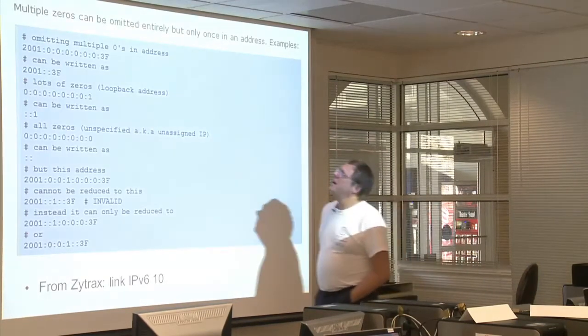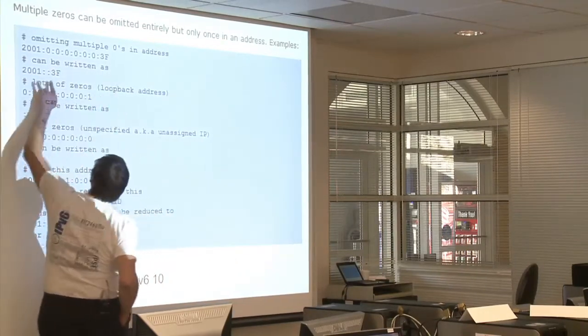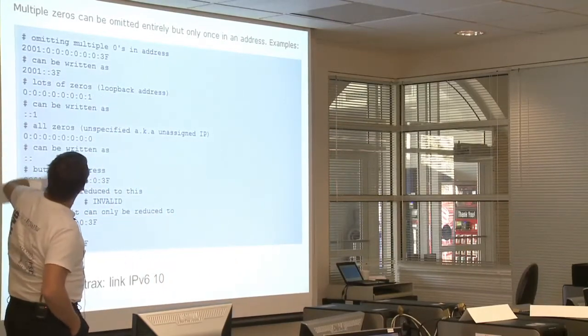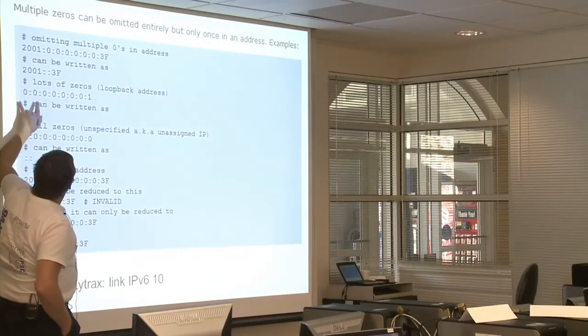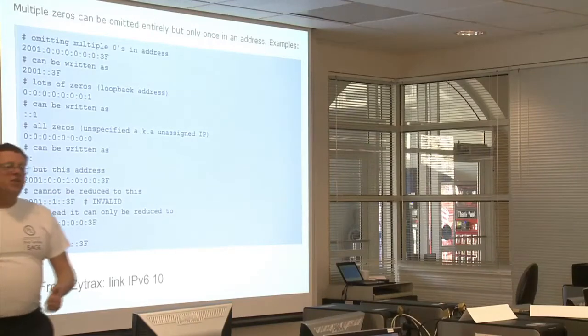So here's the game. This address, 2001, then zeros, then 0003F, can be written this way: 2001::3F. The loopback address in IPv6 is 127 zeros and a 1.